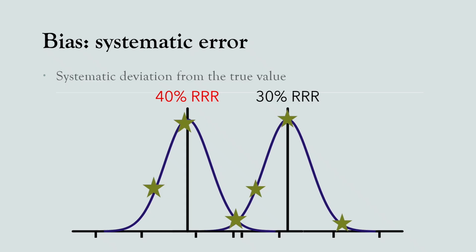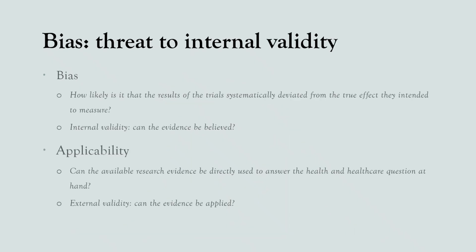So, to sum up what we have talked about, random error means results vary by chance, but bias means results are systematically distorted. This is why in systematic reviews, we don't just look at the results and trust the results. We also carefully assess the risk of bias in each study. Now let's talk about bias again. Bias is a systematic deviation from the true effect. In other words, it means the study results are consistently pushed away from the truth in one direction.